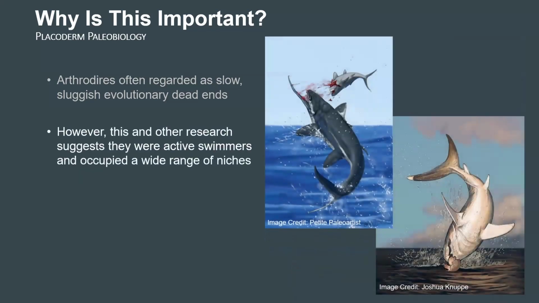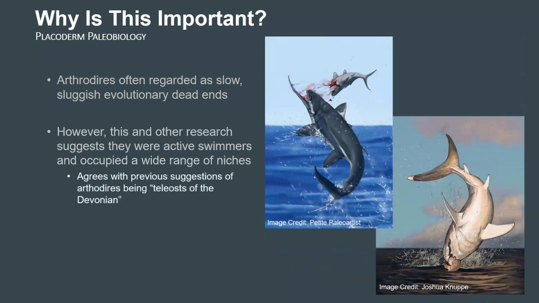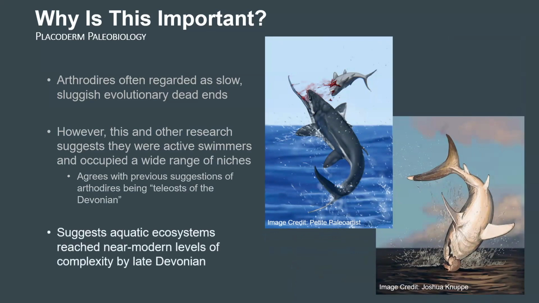This and other research has been suggesting these animals were much more active swimmers and occupied a very wide variety of niches. And this agrees with some previous suggestions of Arthrodires essentially being the teleosts of the Devonian in terms of diversity and the niche breadth that they occupied. This also suggests that aquatic ecosystems reached near modern levels of complexity by the end of the Devonian period, and this is pretty much in line with previous studies that have said pretty much the same thing.